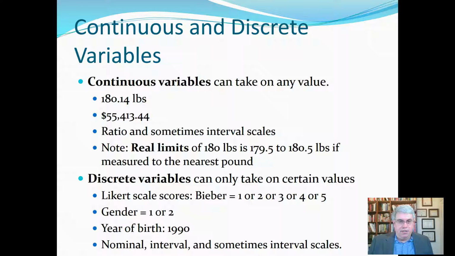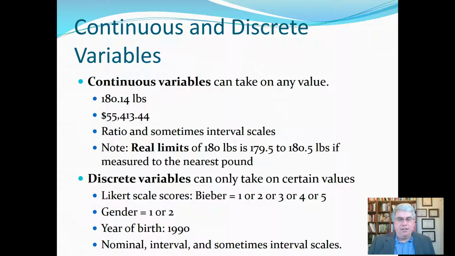Gender is often calculated as a discrete score, 1 or 2 for male or female, or female or male. You can do it in any order you want. Year of birth is often a discrete value. We say someone was born in 1990. We don't ever say they were born in 1990.234. So these discrete variables are typically nominal or ordinal, but sometimes they can be interval scales also. So we've got some flexibility there.